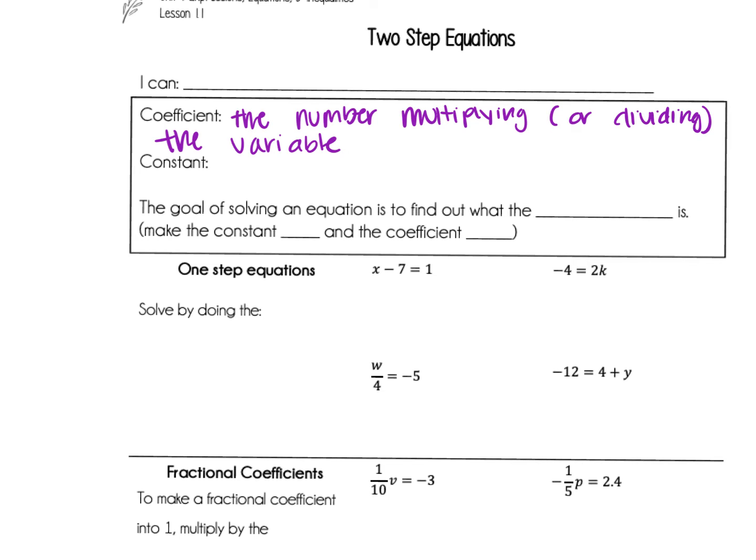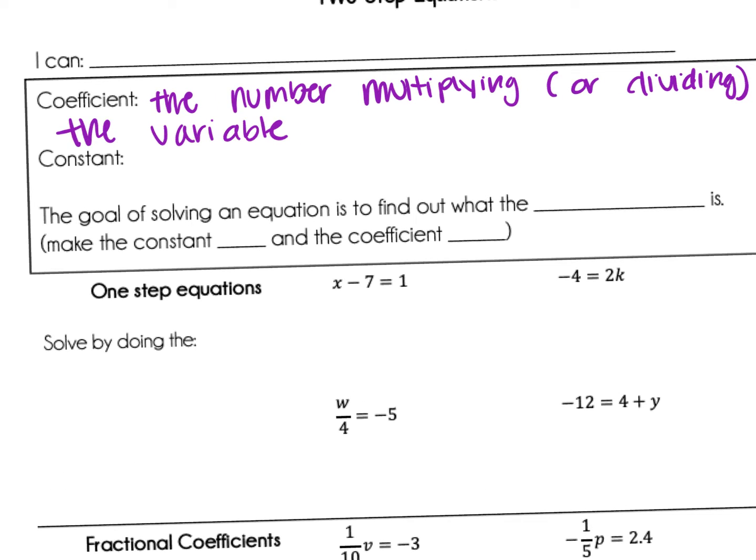Then the constant is the number that's added or subtracted from the variable.